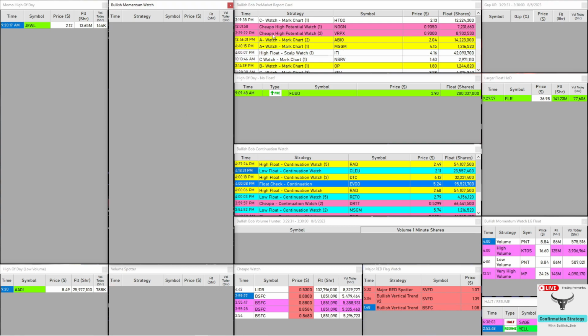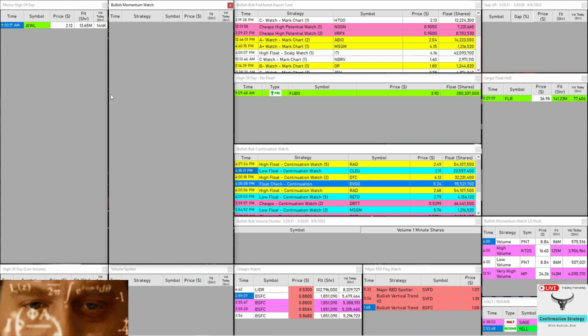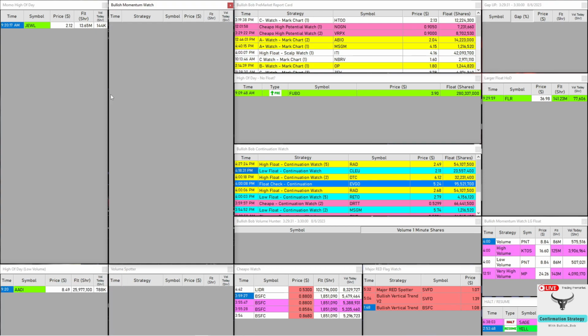To the right of that, we've got the Bullish Bob pre-market report card. This is a new scanner that we have that's available for our team. This is going to alert us of stocks, and it's going to give us a brief description of what that is and the potential of that type of move. Now, this is based on an algorithmic type of scanner and backtester that we're using to backtest all of these results as they come in.